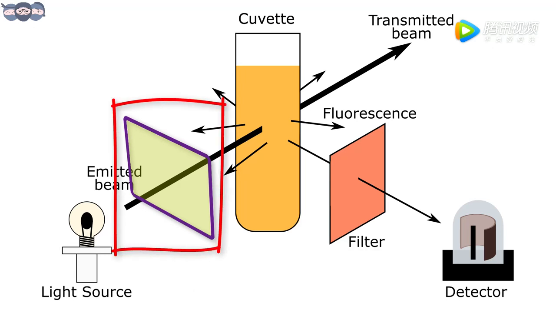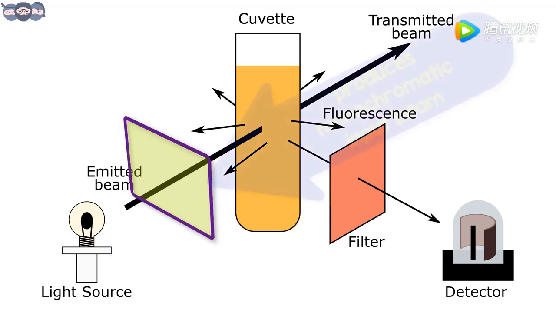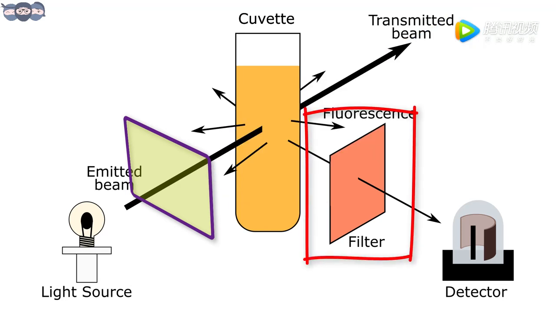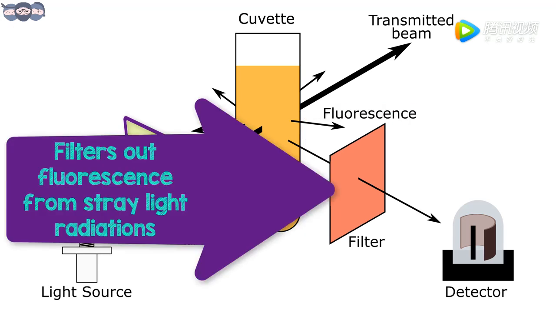One filter is placed between the light source and the analyte. This filter helps to achieve a good monochromatic beam of a particular wavelength that would be absorbed by the analyte. The second filter is placed between the analyte and the detector. This filters out the phosphorescence radiations from the stray light, and only fluorescence is measured.